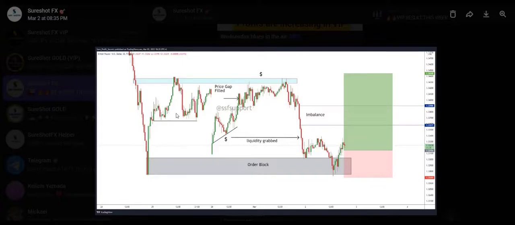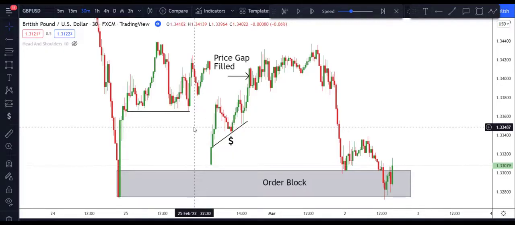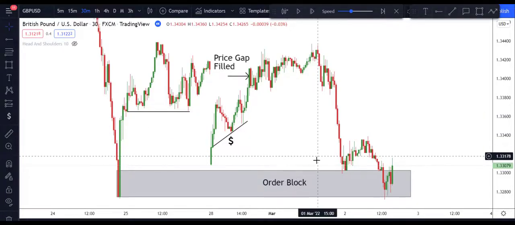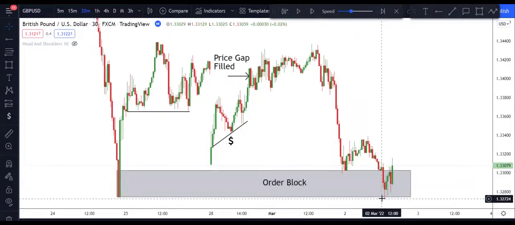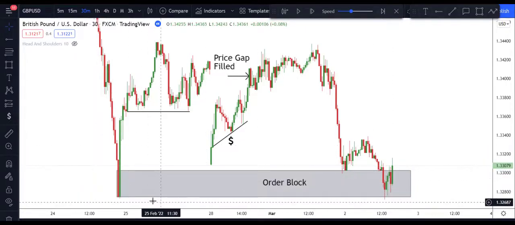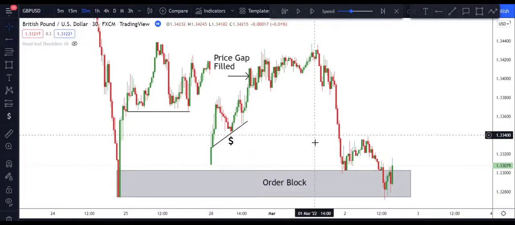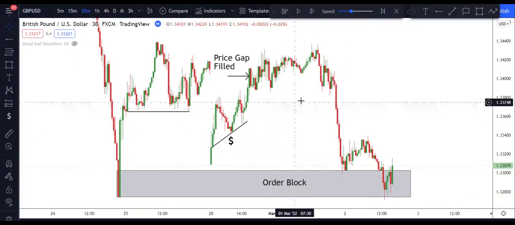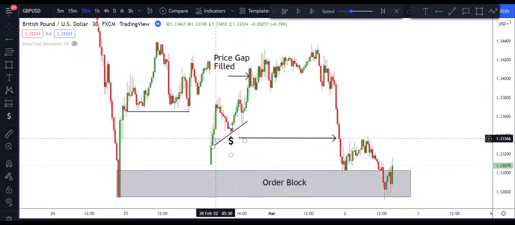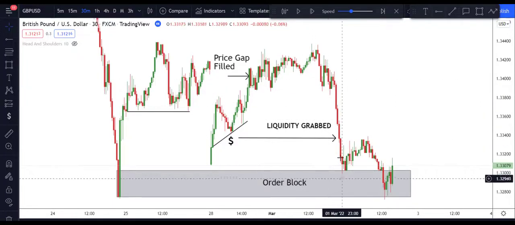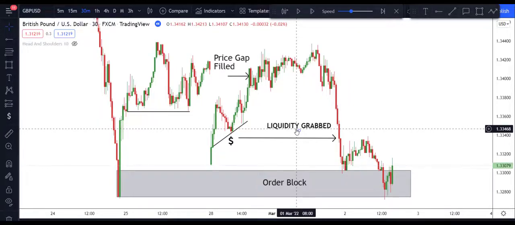So let's break down this analysis. Now let's see our analysis for GBPUSD buy. As you can see, price actually cleared this order block area, and it went down through this order block area and grabbed the SL that was available just below this order block area. And if we look right here, we can see that on the sell side, liquidity was grabbed right here, right? So there was some liquidity here, and with this movement price actually grabbed that liquidity. So basically the sell side liquidity was already covered.